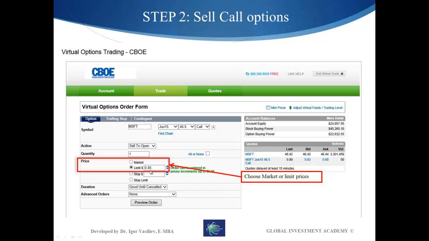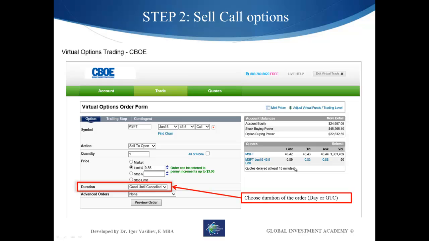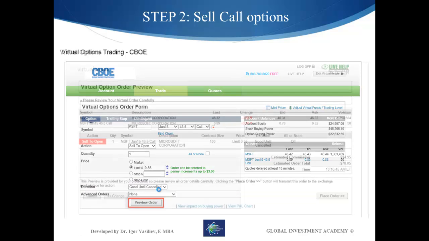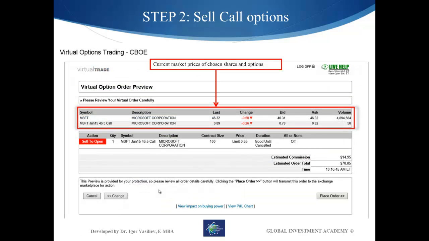And I set the limit of 85 because I can see the gap of 5 cents and it might be triggered. We'll see. So the next stage, we're choosing duration good until cancelled. I explained to you why. And then preview the order. And again, we can see the current market prices of chosen shares and options. So we can see the price for Microsoft and for call option for Microsoft.